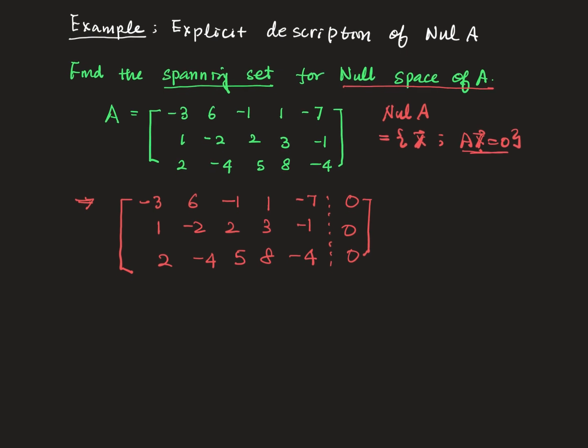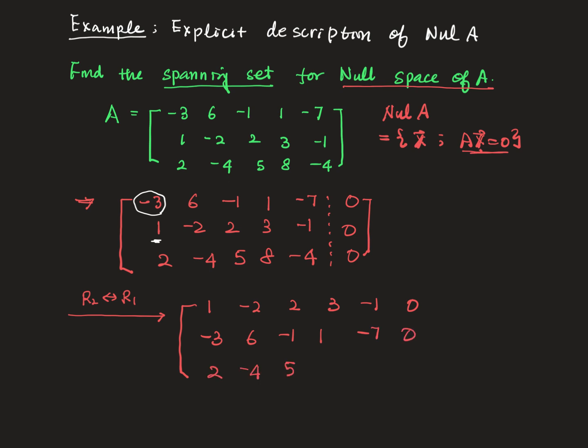Let's do a quick review, and I'm going to do the row operations at the same time, guys. First, pivot. Here should be the pivot, which should be 1. So here is a 1. You have to interchange two rows. That's the first step you have to do. R2 goes to R1, R1 goes to R2. That's the first step. 1, -2, 2, 3, -1, 0, -3, 6, -1, 1, -7, 0, 2, -4, 5, 8, -4, and 0.